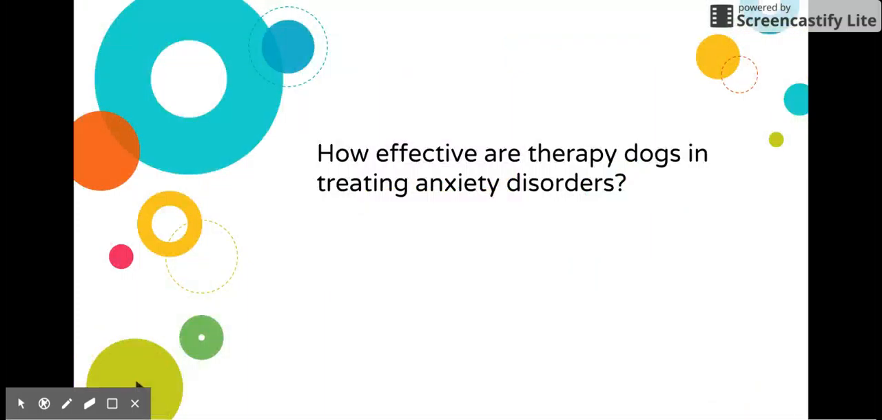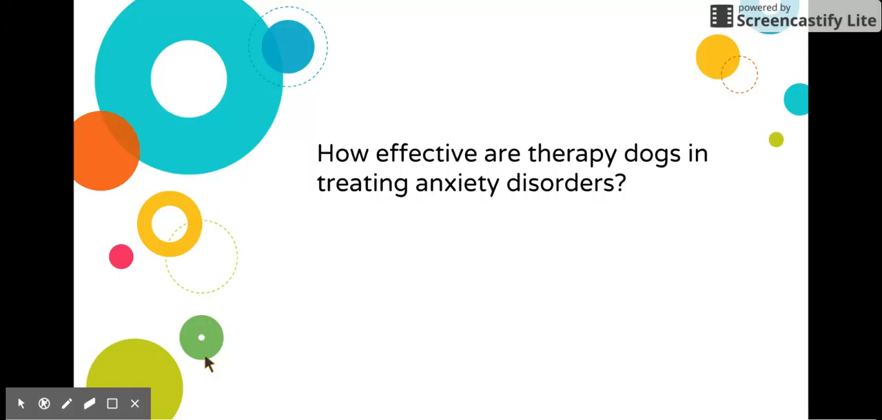So here's a research question, and I'm going to demonstrate how I go about finding keywords. My question is, how effective are therapy dogs in treating anxiety disorders? So I need to think about the main ideas out of this question. The first one I would think of is the word dogs, except that I know dog is pretty general. So I'm going to consider using therapy dogs as my main concept.